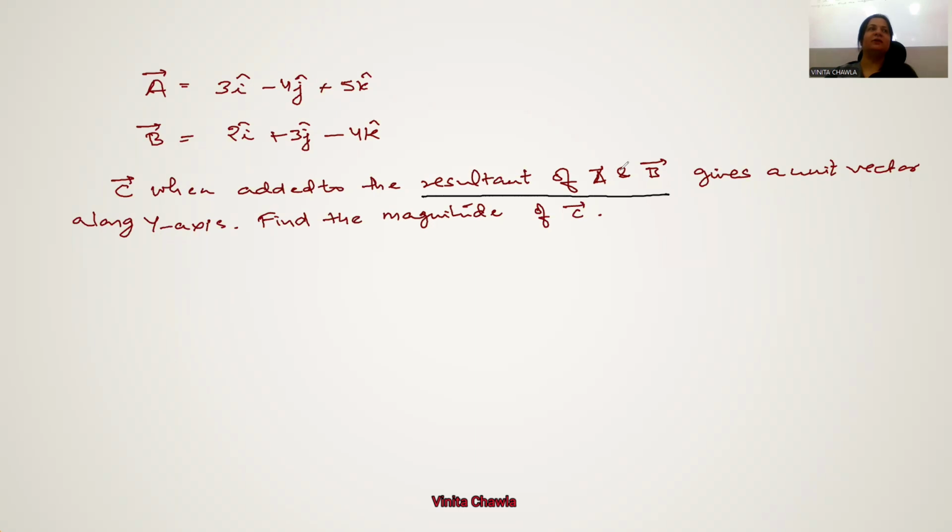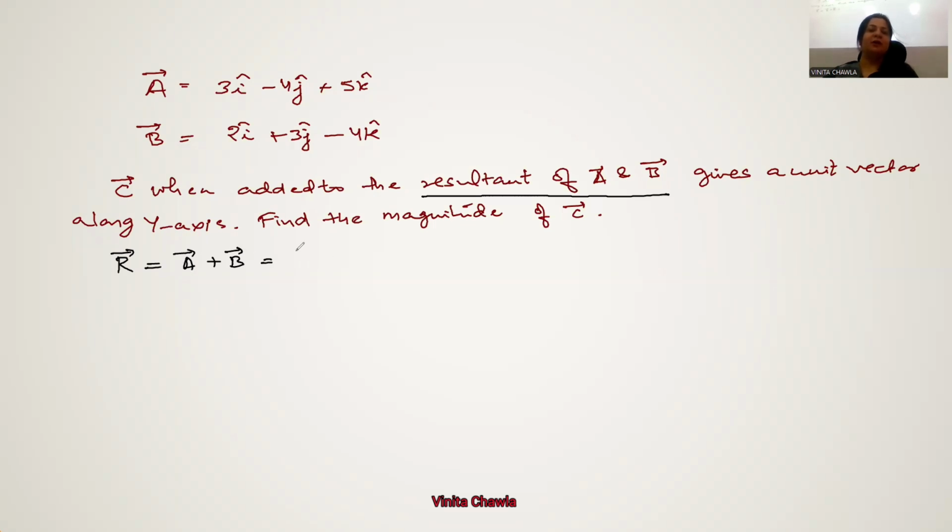Vector C when added to the resultant of vector A and vector B. How do we find the resultant of two vectors? Formula? No, in vector form. We simply add the vectors to get the resultant vector, right? So the resultant vector would be vector A plus vector B.